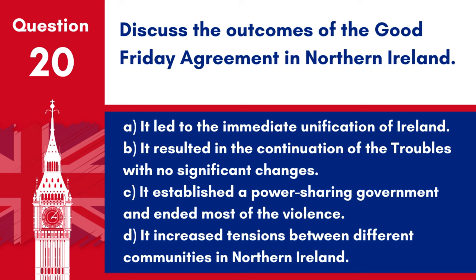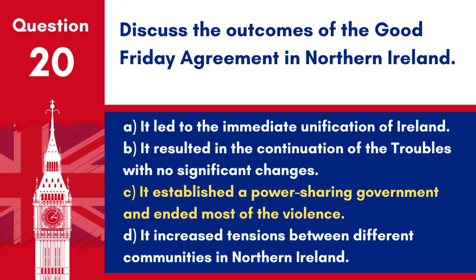Question 20. Discuss the outcomes of the Good Friday Agreement in Northern Ireland. A. It led to the immediate unification of Ireland. B. It resulted in the continuation of the Troubles with no significant changes. C. It established a power-sharing government and ended most of the violence. D. It increased tensions between different communities in Northern Ireland.